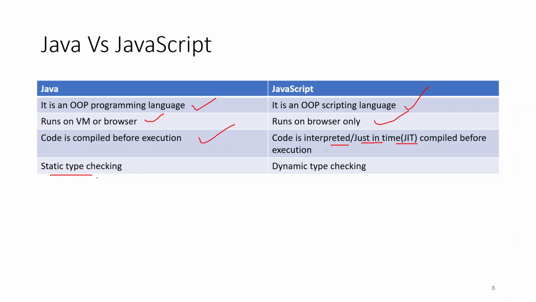Java has static type checking and JavaScript has dynamic type checking. That means for Java, we have to declare the variable statically, whether it is an integer, a character, or a string. However, in JavaScript you don't have to mention that. Whatever data you pass to the variable, JavaScript will understand it. So it creates the dynamic nature.